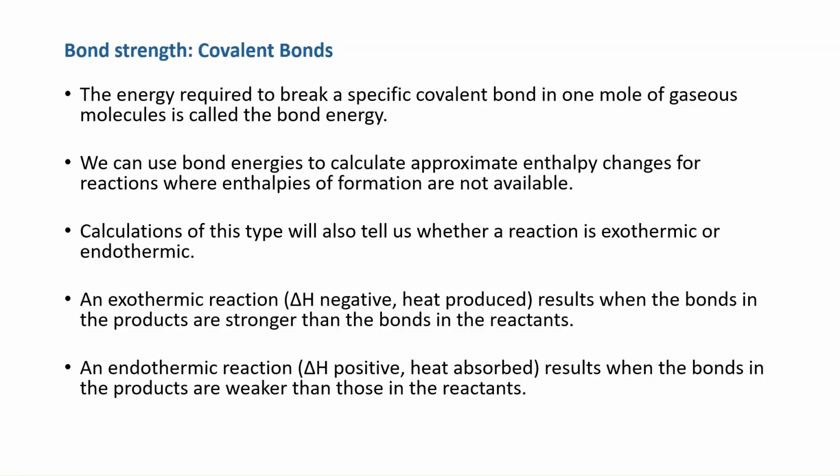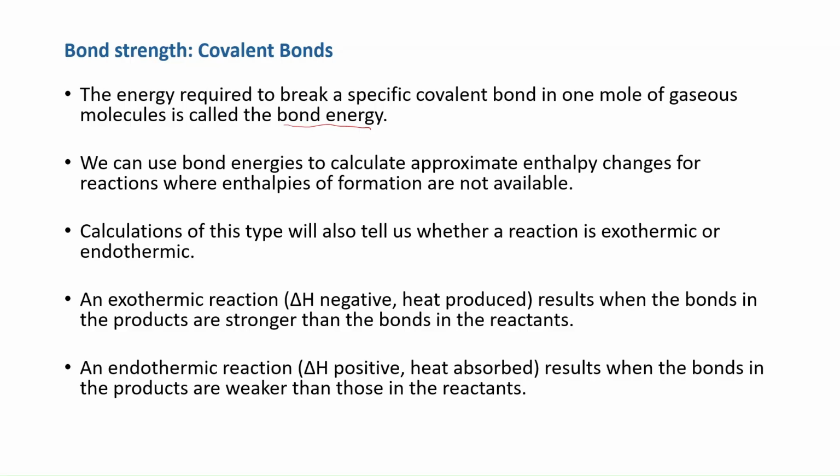Now we can also use bond strength. When you have a covalent bond, and we'll talk about ionics in a moment, the energy to break a bond is called the bond energy. So we can use bond energies to calculate, maybe not very accurately, enthalpy changes, because you're going to be breaking bonds. Obviously not all of the bonds are broken in a chemical equation, but to make sure you don't miss anything, we are going to break every single bond in the reactants, and then form every single bond in the products.